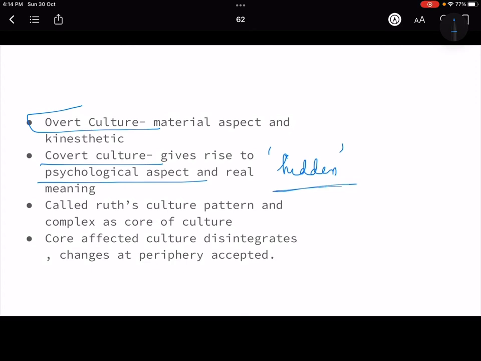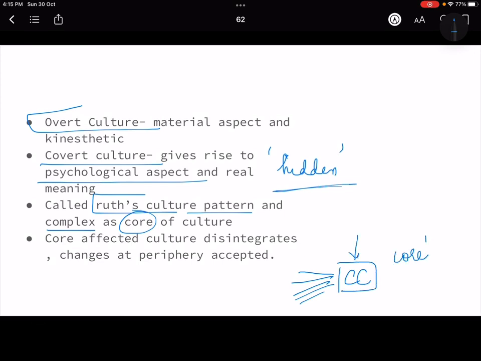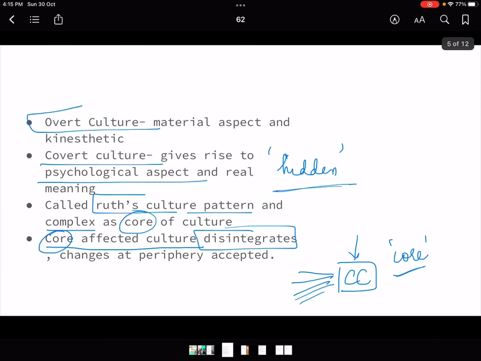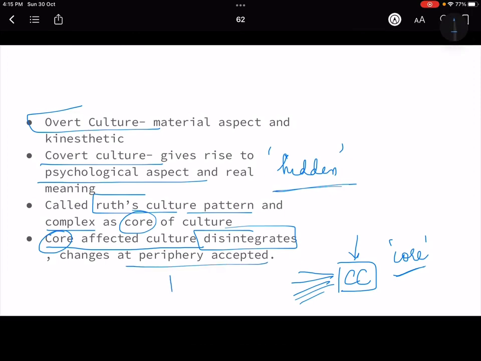And he also called Ruth Benedict's culture pattern and complex as core, because she was also talking about cultural patterns which make cultural complexes, na? So he called this culture complex actually the core philosophy of the culture, right? So he talked about that and how core affected culture. If you attack the core, how it gets disintegrated, we have talked about that, right? But changes at the periphery are accepted. And the resistance to change at the periphery is a lot lesser.